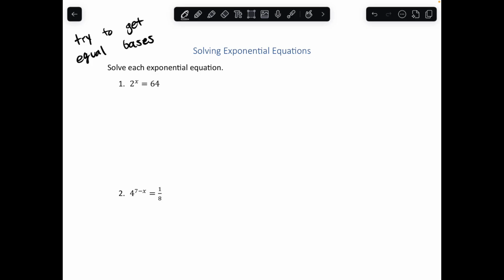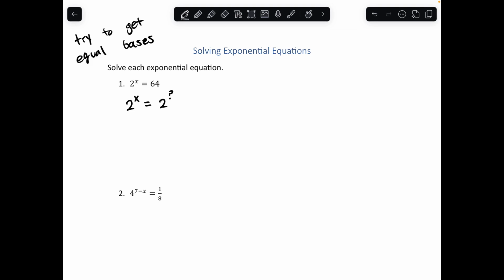So we have 2 to the x power is equal to 64. Now, what I want is I really want to turn this 64 into 2 to a power. If I can write 64 as 2 to a power, then all I have to do is just equate the exponents together. And so, let's go ahead and think to ourselves, can I write 64 as 2 to a power?